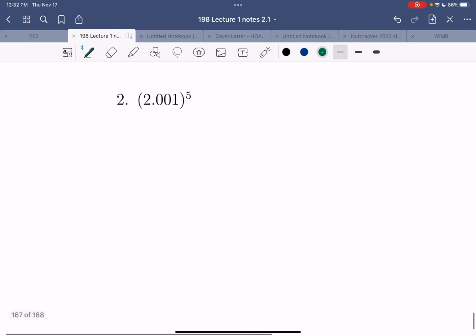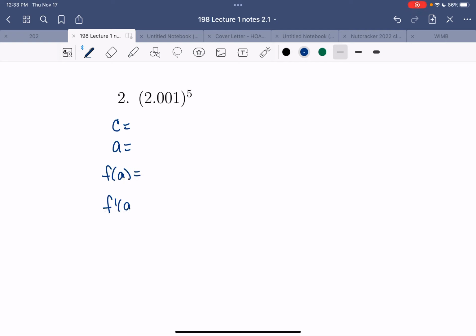Similar procedure for number 2. We're going to have a C, an A, an F of A, and an F prime of A. Those are the four values that I need. The C value I can pick out. That's the one that I'm doing something to in the problem, so that's the 2.001. A is a number that's close to that. I'm going with 2. When I take the 2.001 out, that gives me a function f of x equal to x to the 5th. When you plug in, we're taking 2 to the 5th, and that is 32.